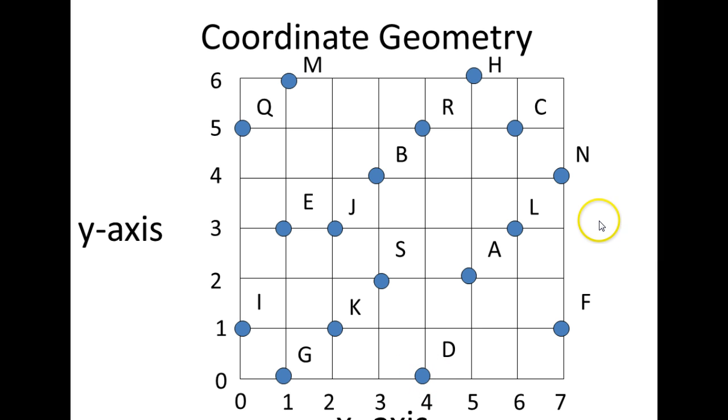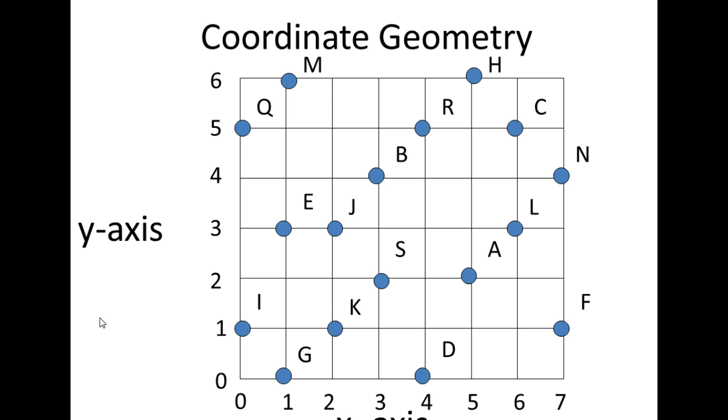Let me try giving you a couple of points, and you tell me what letter that would be at. Let's start with 6, 3. So that means I'm coming to the right 6, up 3. That would put me at L. 0, 5. That would be 0 to the right and 5 up. That would give me Q.